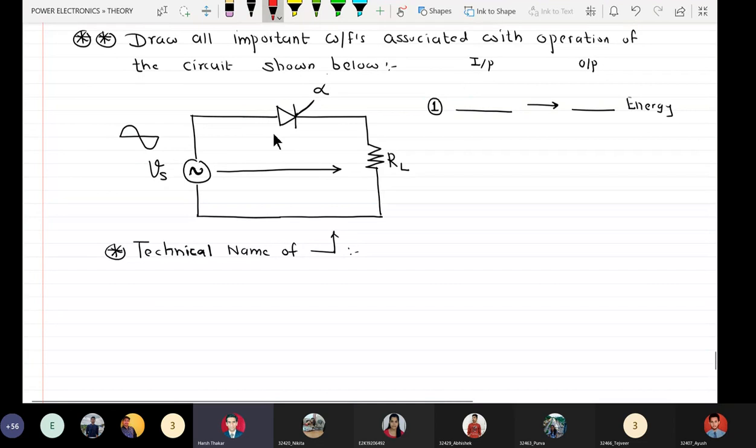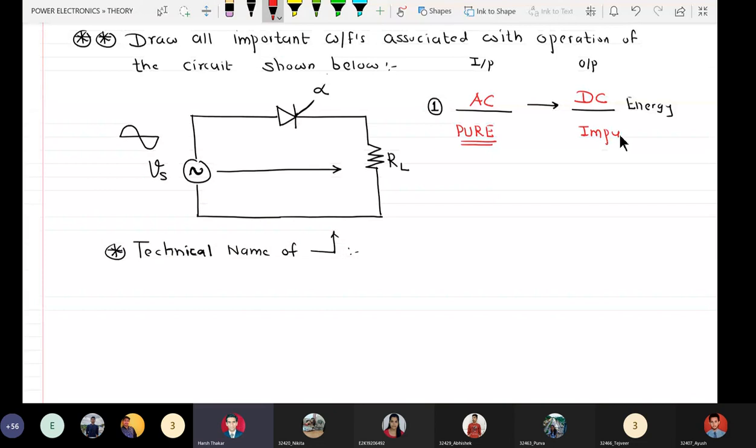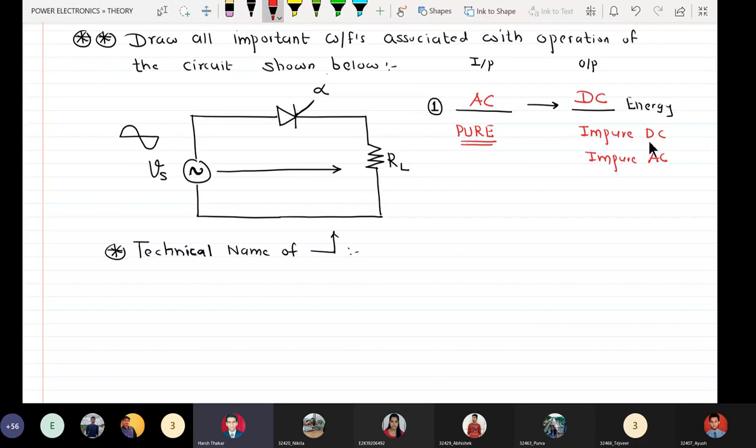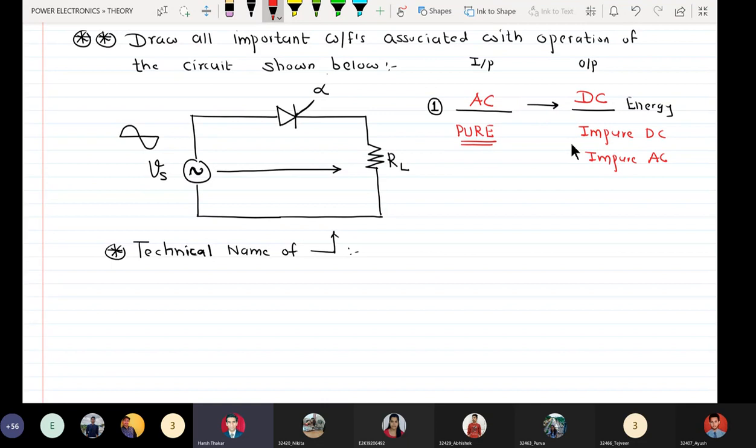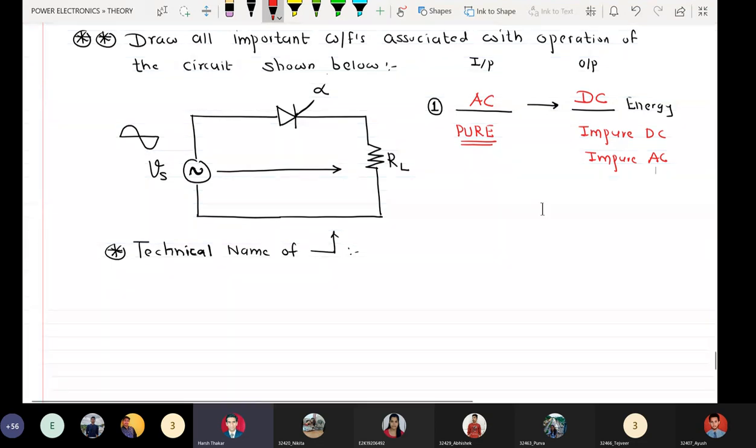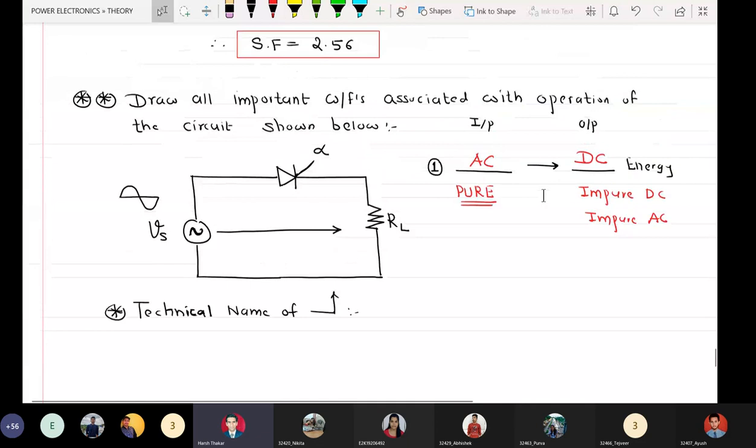So the answers are: input obviously is AC energy and output is DC energy, but it is not pure DC, it is impure DC. So at the input we have pure AC, and at the output we have both impure DC and also impure AC. If it is impure DC, it means it is a pulsating DC, and pulsating DC can be converted into pure DC by using suitably designed filters. That we have already studied in our earlier years.